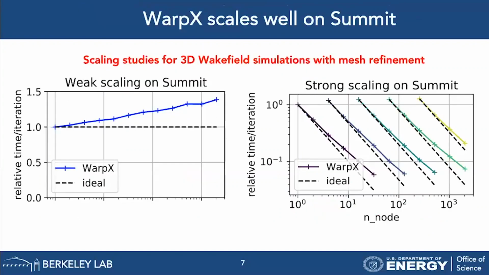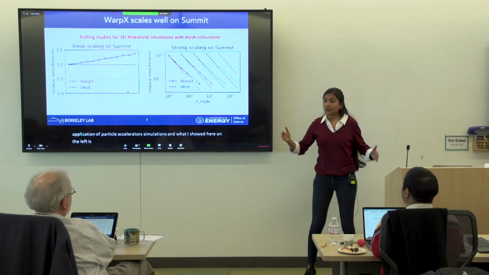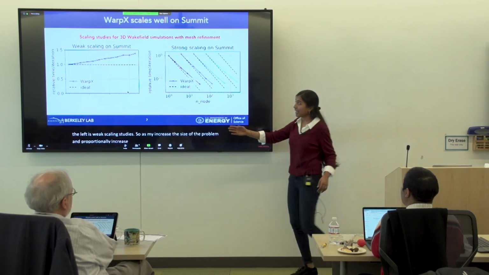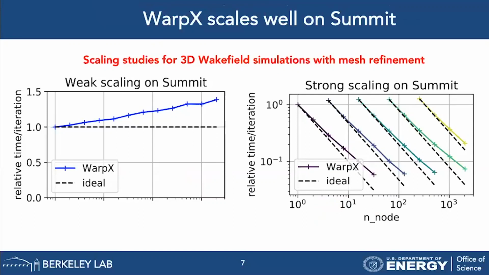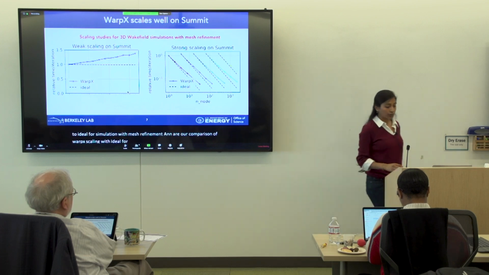Of course, we have done scaling studies for WARP-X on Summit for its primary application of particle accelerator simulations. What I show here on the left is weak scaling studies. So as we increase the size of the problem and proportionally increase the number of nodes that we're using, does the time per iteration remain the same? That would be ideal, and we are very close to ideal for simulation with mesh refinement. And our comparison of WARP-X scaling with ideal for strong scaling studies is also very encouraging.